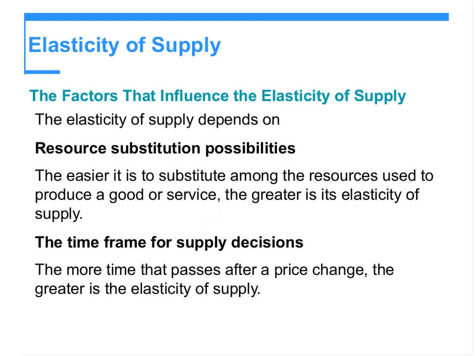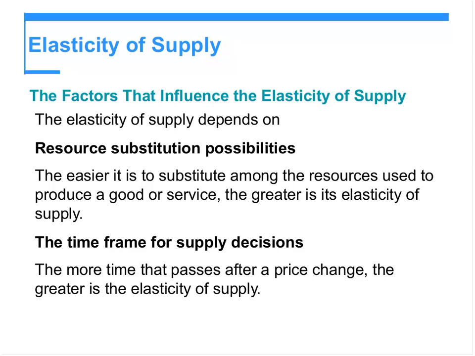So, elasticity of supply: the factors that influence it are different from what we explained for demand. Elasticity of supply depends on resource substitution possibilities. The easier it is to substitute among the resources used to produce a good or service, the greater its elasticity of supply. Very simple. If you can substitute the resources you're using, that product is going to be very sensitive to price, and it will definitely have the highest elasticity, because if the price changes, you can make more money. If the resources are not available, you can still use other resources.